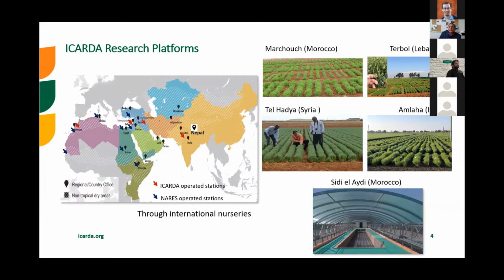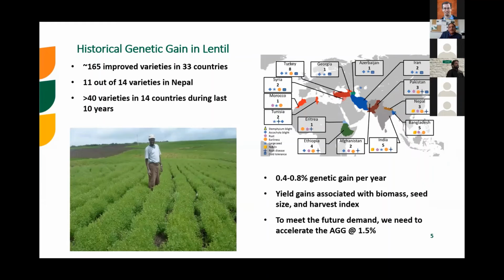When we go for the stage 2 yield trials, that is where Nepal comes into the picture. We provide them our international nurseries, and our national partners in Nepal evaluate them in different locations. The best material in the international nurseries is taken either directly as varieties, or into the breeding programs as one of the parents. If you see the historical genetic gains we have made in the ICARDA lentil programs, one can see that we have contributed to the development of 165 varieties which have been released in 33 countries.